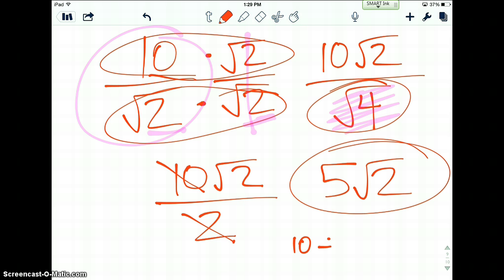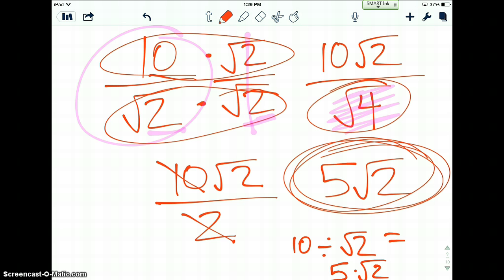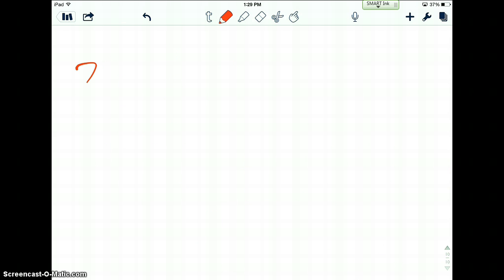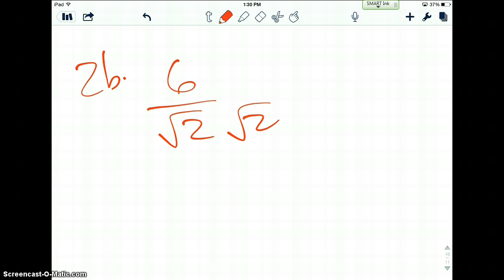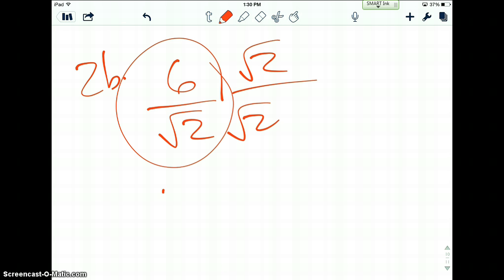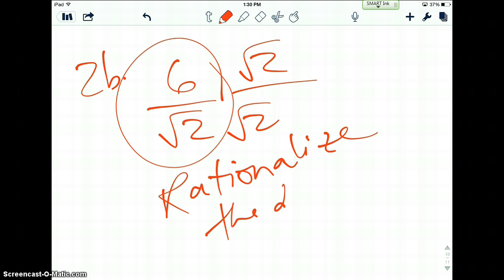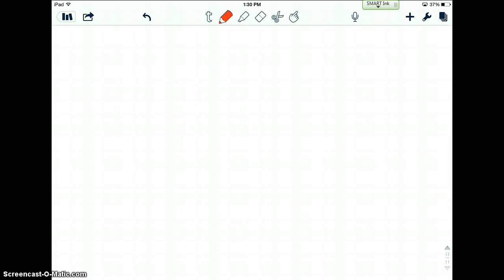So 10 divided by square root of 2 on your calculator should equal the same decimal version of 5 times root 2. But this is the answer that I'm going to show. So in 2 part B, why you'd multiply 6 root 2 by root 2 over root 2 is to rationalize the denominator, because that's a rule. When you simplify roots, you can't have any in the denominator. So going on to got it, problem 3.